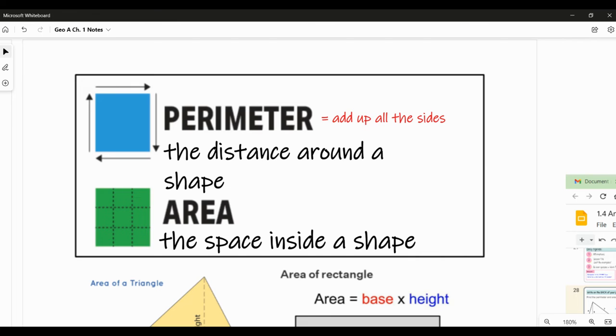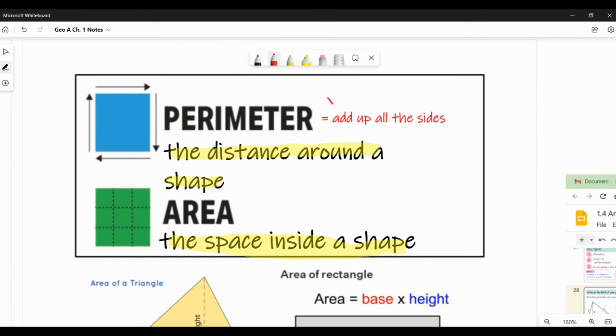Recall that the perimeter of a shape is equal to the distance around a shape. So you're going to have to write this down in your notebook or in your packet on page 6. It's not there. Pause the video if you need to. But perimeter is defined as the distance around a shape, whereas area is defined as the space inside of a shape. So these are our two definitions.